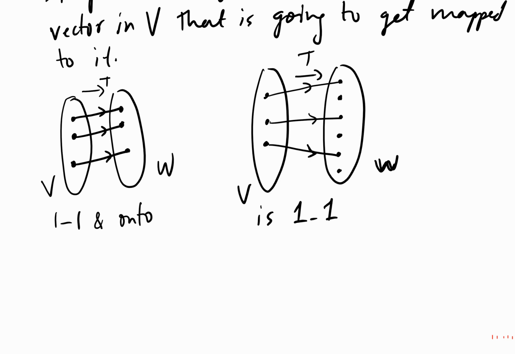How about onto? Is it onto? Well, we say it is not onto. Why? Since some elements like this one or this one, those elements have no elements in V that map to them. No elements in V get mapped to them. So this is not onto.